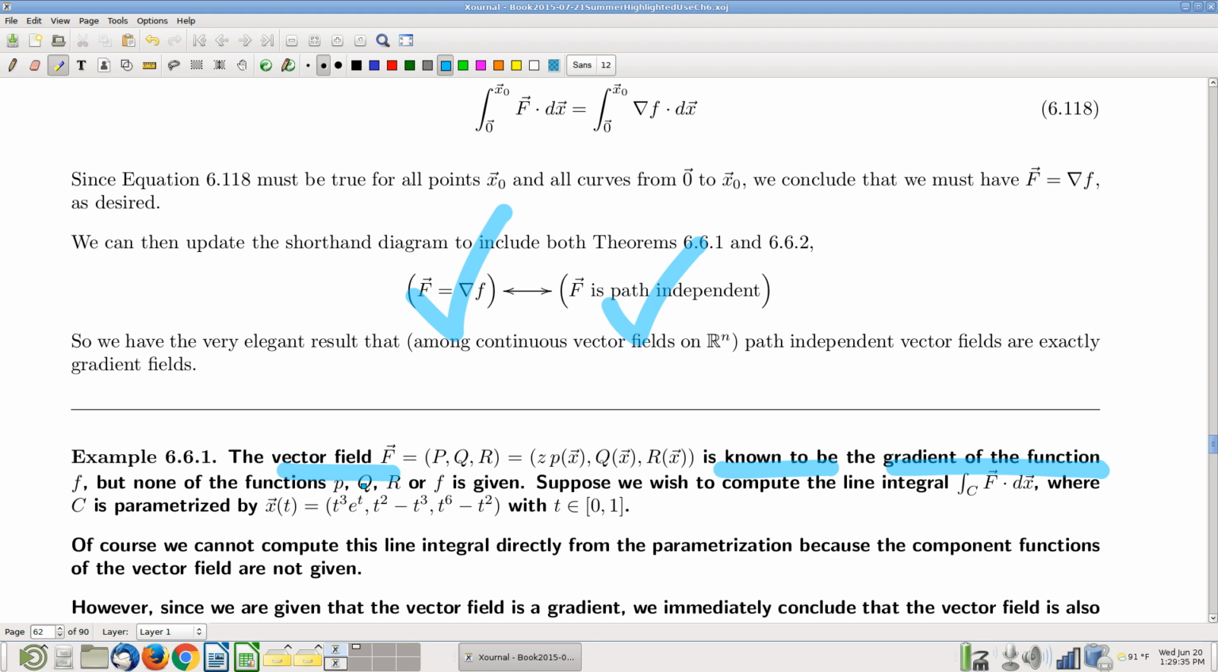The fact that our vector field is path independent means that I can take this curve and just decide that, you know what, I don't like that curve. Path independence means I can pick any other curve that I want that just starts at the same place this curve starts and ends at the same place this curve ends. And it won't change the value of the line integral. The line integral will stay the same.